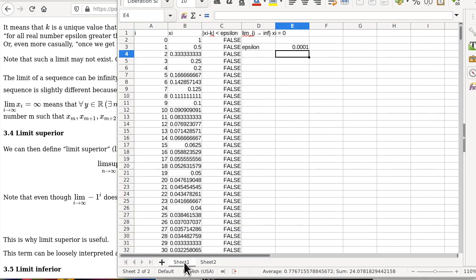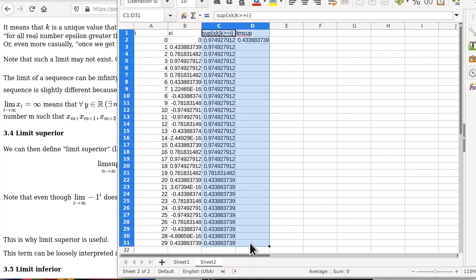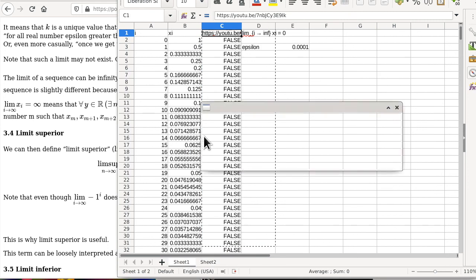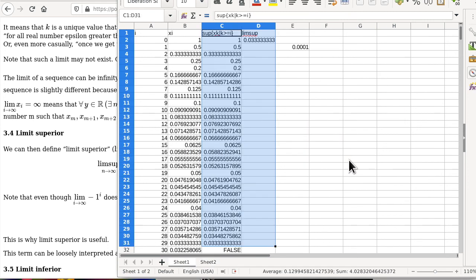Okay, so we can also apply this to the example in sheet 1. So we can go back to sheet 1, and instead of looking at whether something is less than epsilon or not, oh, okay, I forgot to do a Control C first. So we'll do a Control C, and I go back here, do Control V to paste. Yes, we are pasting over.